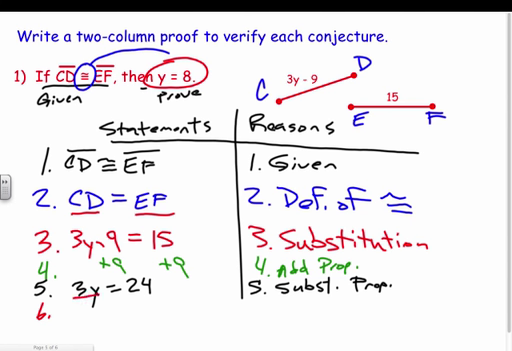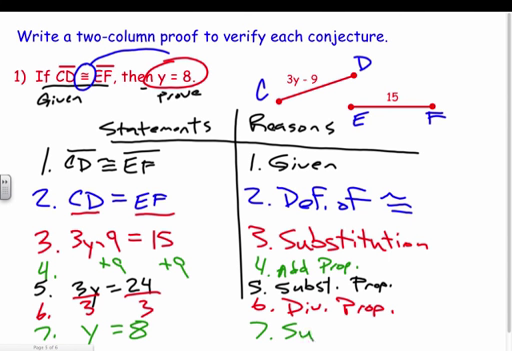So for my sixth step, we're dividing by 3. And that's our division property. And it should be good to go at the end. So seventh step, I'm left with y equals 8, which we were trying to prove. And I just substituted at the end there. Substitution.